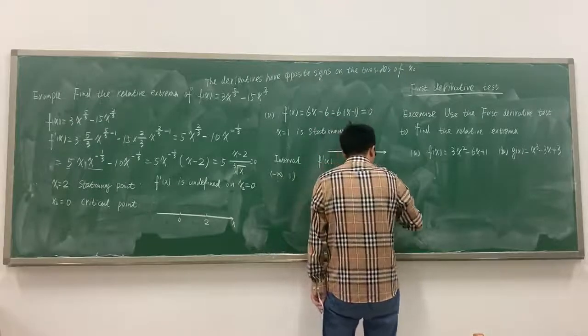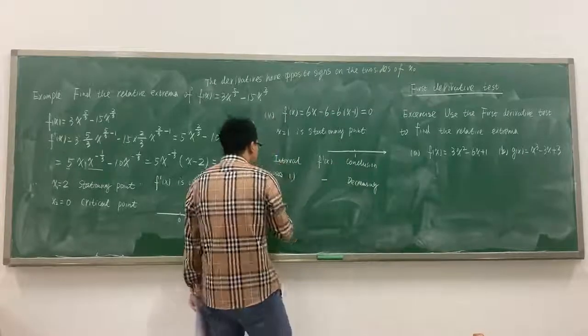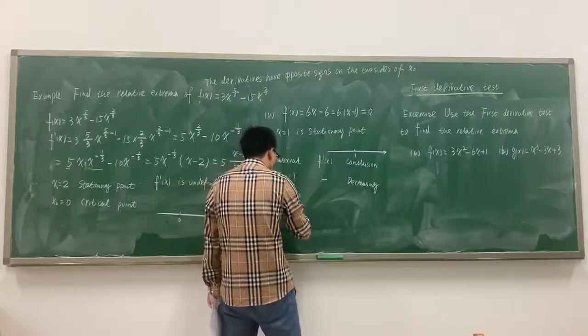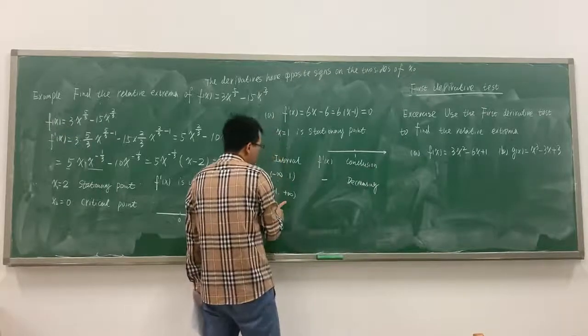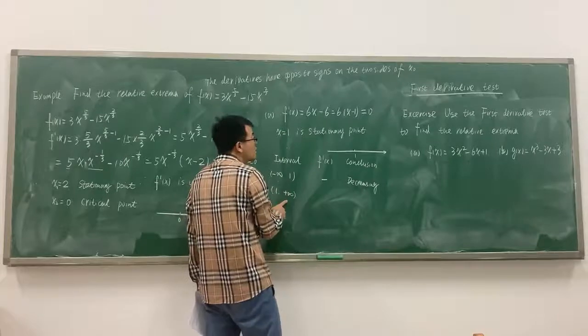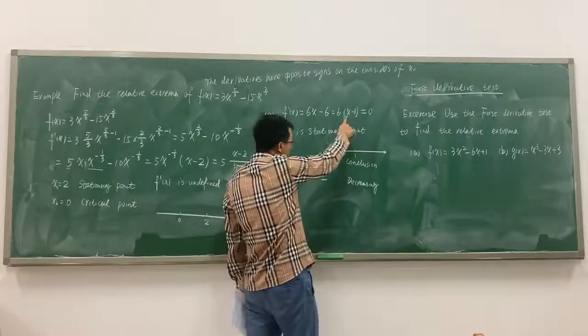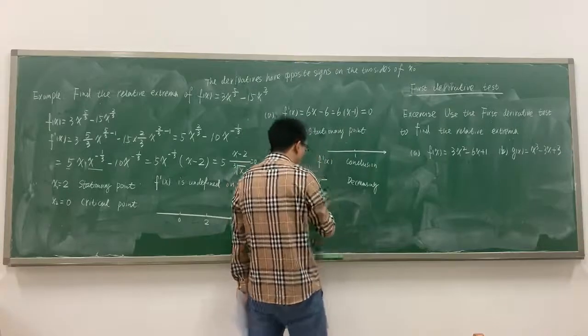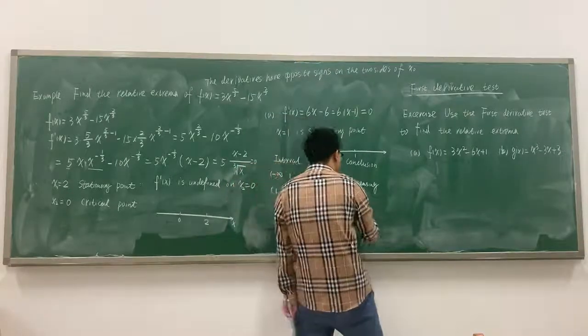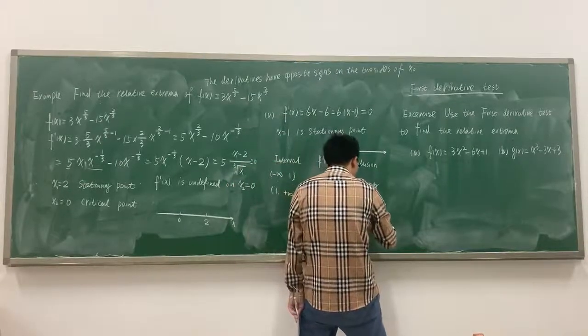So here is decreasing. And the second interval, so here is 1 to plus infinity, when x is greater than 1. Here is positive or negative? Positive. So here is positive, so here is increasing.